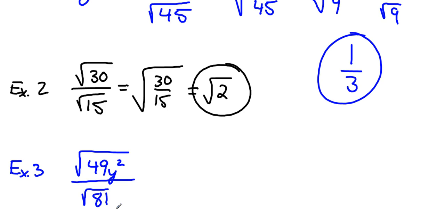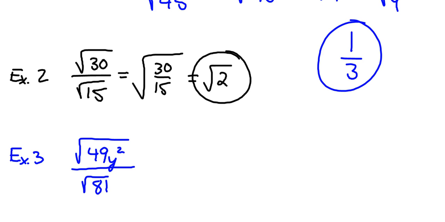Okay, and then the last one we'll look at before we change things up just a little bit. We'll look at square root of 49y squared over the square root of 81. Now for this one, you actually have perfect square roots. So you've got the square root of 49, make it 7. Square root of y squared, well, that's just y. Square root of 81 is 9.